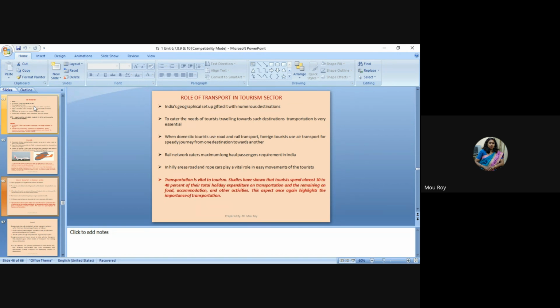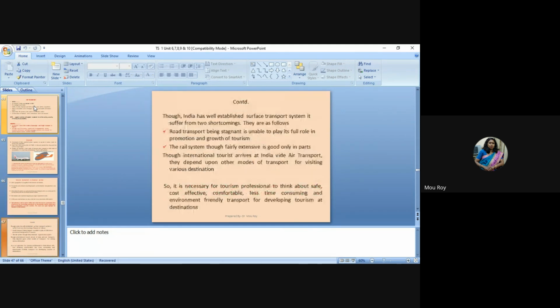Studies have shown that tourists usually spend at least 30 to 40% of their total holiday expenditure on transportation, and the balance, 60%, is spent on food, accommodation, and other activities. So this aspect also highlights the importance of transportation in a country. It is expensive. So we should always think about safe, cost effective, comfortable, less time consuming, and environment friendly transport for developing tourism at these destinations.